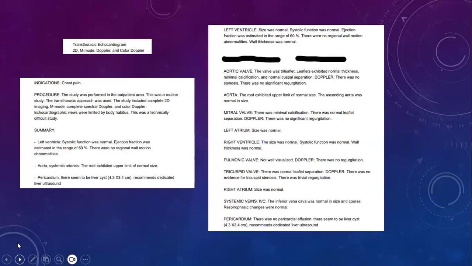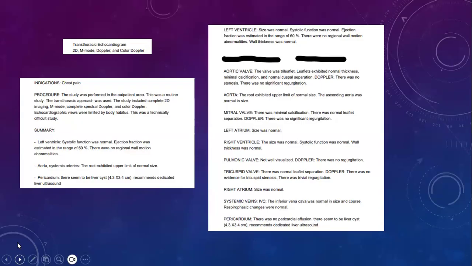This I had to break up to redact patient information, but let's start from top left and move over to the right. The procedure performed: transthoracic echocardiogram, 2D, M mode, Doppler, and color Doppler. Indications for chest pain, and then they give you the procedure again in the summary. The study included a complete 2D imaging, M mode, complete spectral Doppler, and color Doppler. They also tell you the echocardiography images were limited by body habitus, and this was a technically difficult study. So in this case, if they have issues seeing any of the 9 required elements, they've already told you this was limited due to body habitus. So you can still count that area, even if they don't give you a finding, because they told you why.